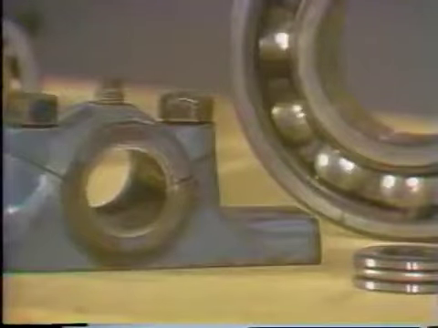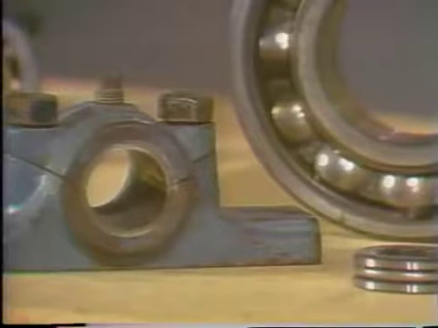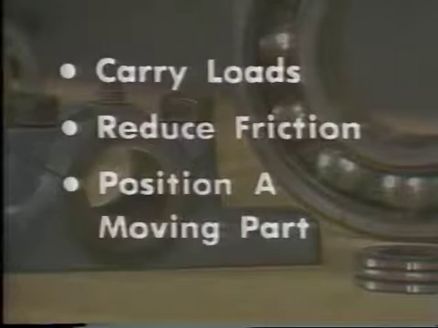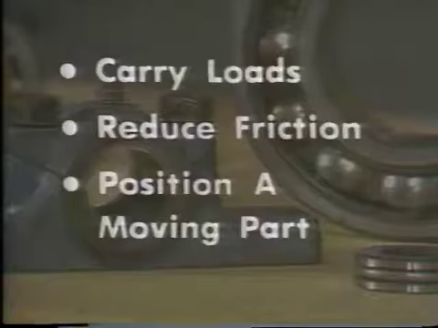Regardless of the bearing type, all bearings perform three functions. First, they carry loads. Second, they reduce friction. And finally, they position a moving part. The terms bearing and bearing surface are used in many different ways. In this tape, the term bearing refers to a device that carries loads, reduces friction, and positions a moving part. On the other hand, the term bearing surface refers to the specific parts of the bearing that come in contact with a moving shaft or similar moving part.